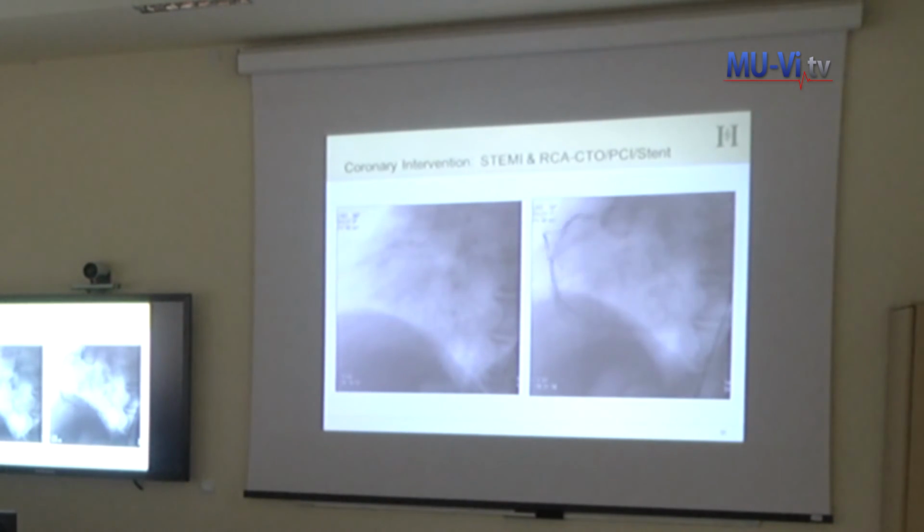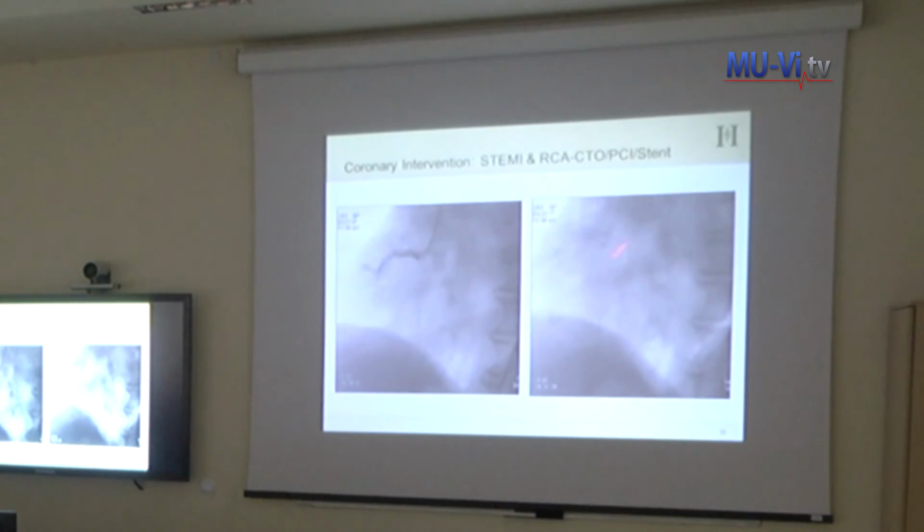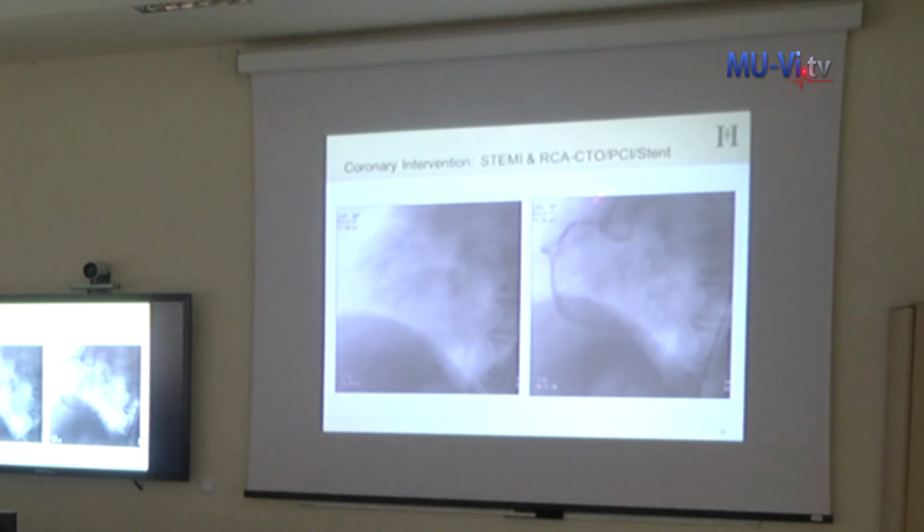And what we make normally is to wire the vessel. You see the wire here on the right-hand side, and then we wire the whole vessel, and we get a bit of perfusion because of the wiring, but the problem was here.